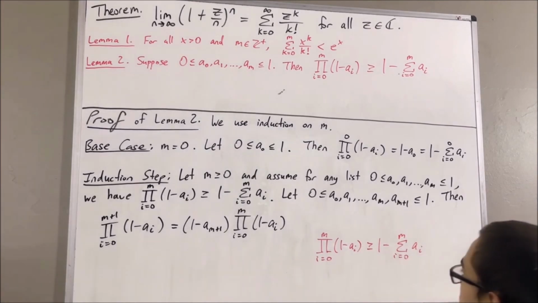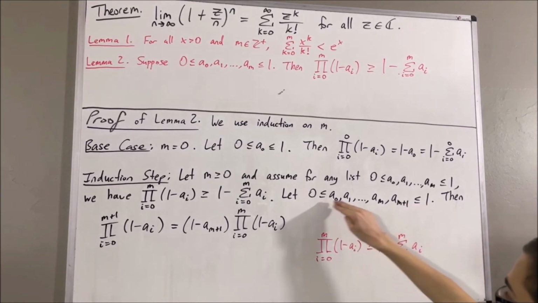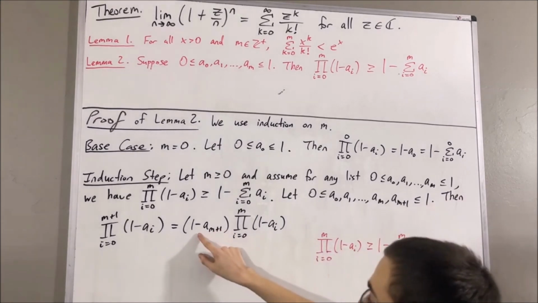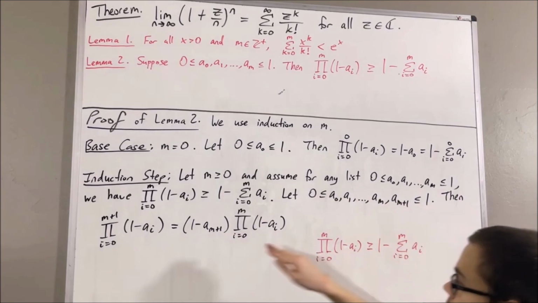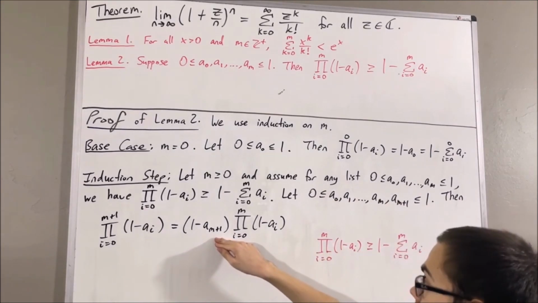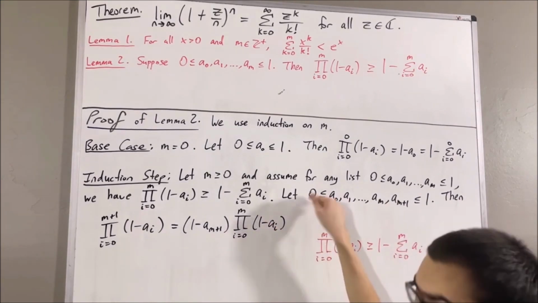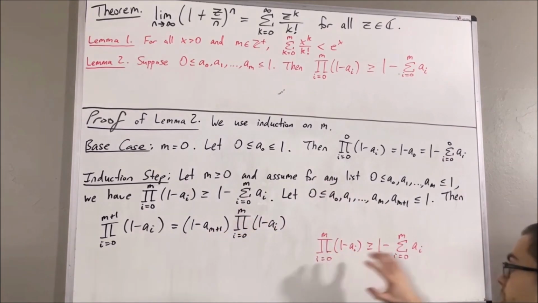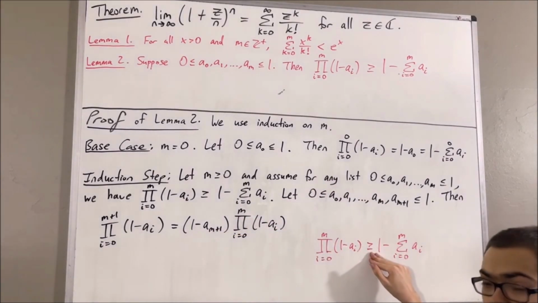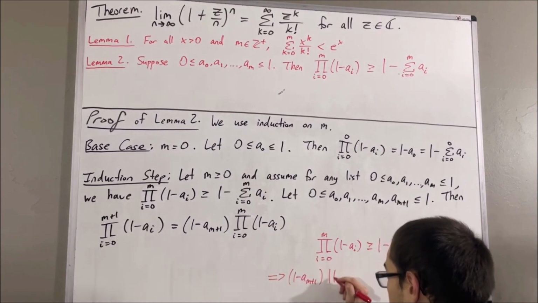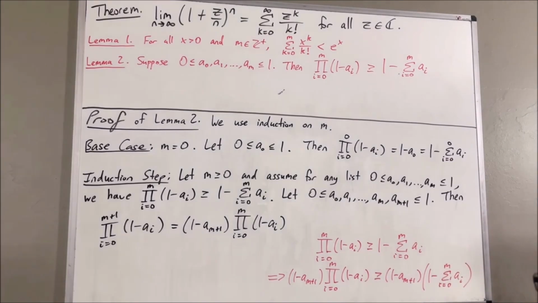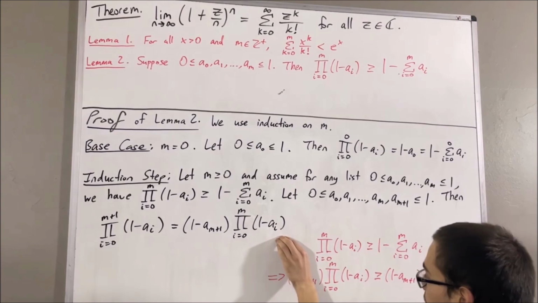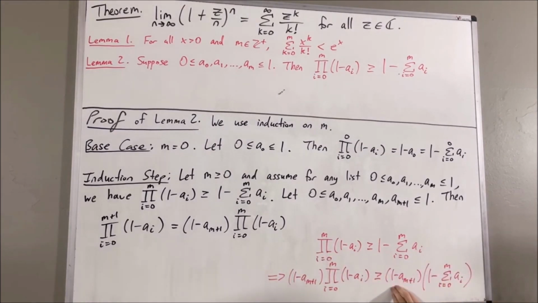Now, since a_{n+1} lies between 0 and 1, it follows that 1 minus a_{n+1} also lies between 0 and 1. So 1 minus a_{n+1} is greater than or equal to 0. So if we multiply it on both sides of this inequality, the sign of the inequality will remain the same. So this is what we get. And this shows that this guy is greater than or equal to this guy.